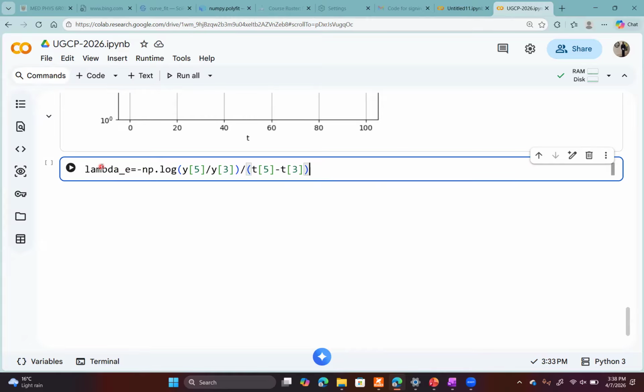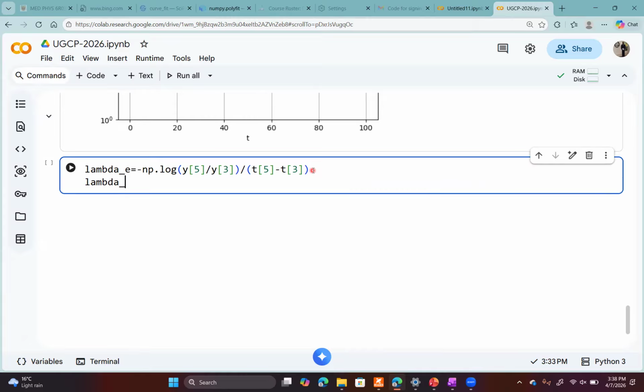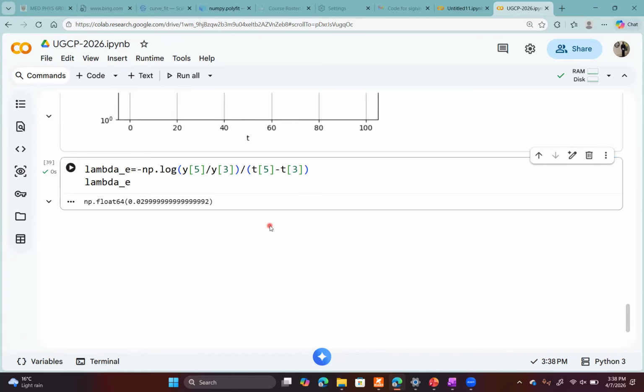It is analogous to calculating the slope for the straight line, y2 minus y1. However, we have to use here the logarithmic thing. Okay, so lambda expected value. We expect a value 0.03, and that's it. We got it. 0.02999999, which is the value we started with. So this is the equivalence of two methodologies.